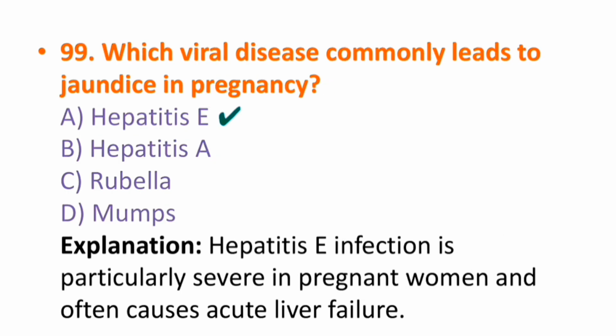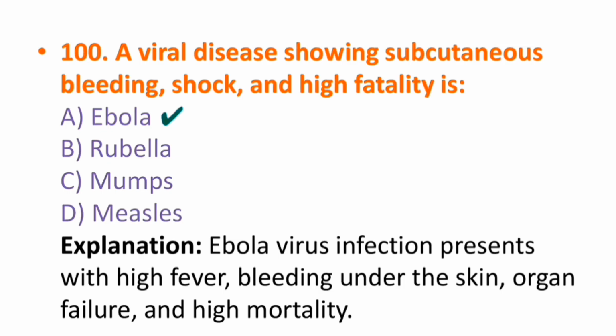Which viral disease commonly leads to jaundice in pregnancy? Option A, hepatitis E; option B, hepatitis A; option C, rubella; option D, mumps. The correct answer is option A, hepatitis E. Hepatitis E infection is particularly severe in pregnant women and often causes acute liver failure. Hepatitis E can be seen in pregnant women.